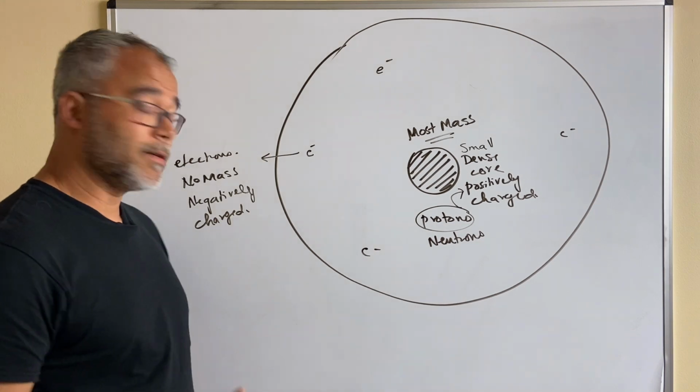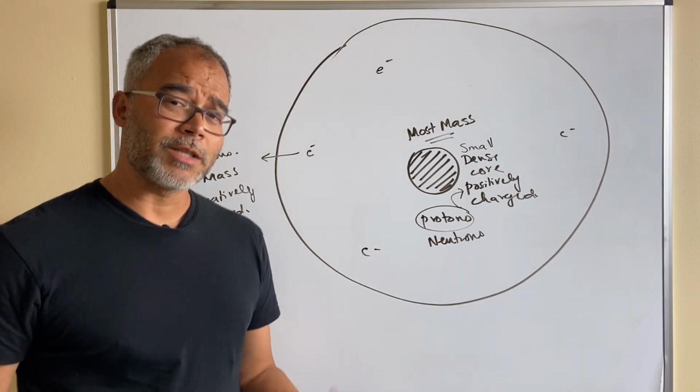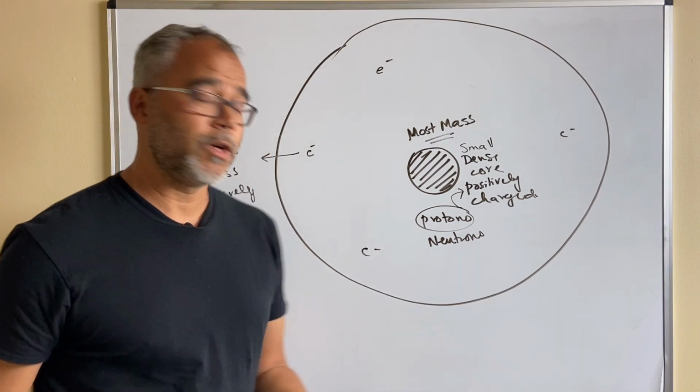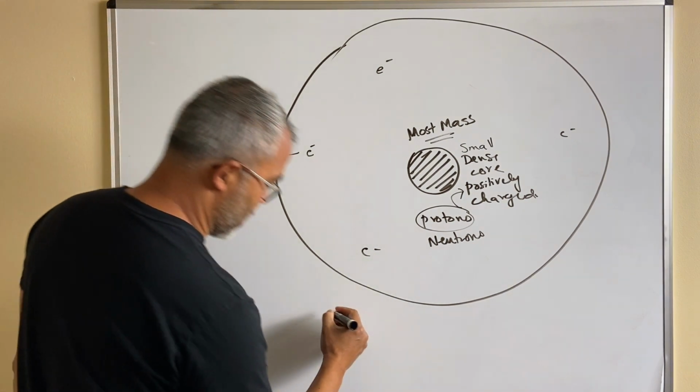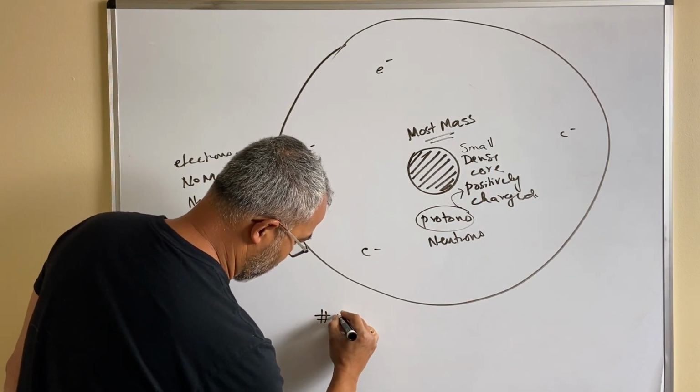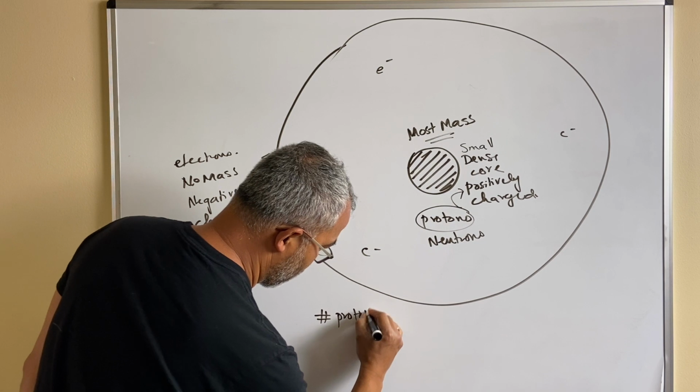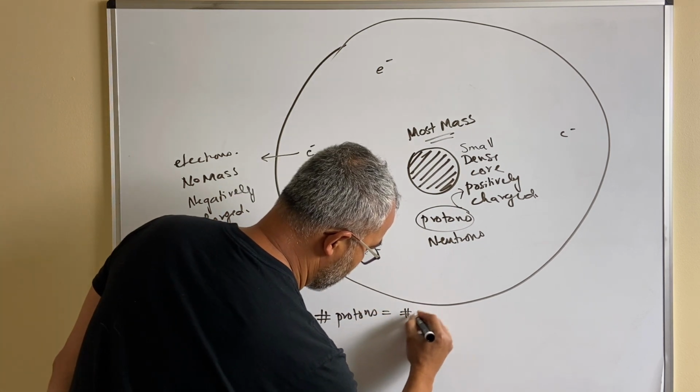Now what's interesting is the number of electrons and the number of protons are always equal to each other in an atom, okay? So we're going to write that there. Down here, number of protons always equal the number of electrons.